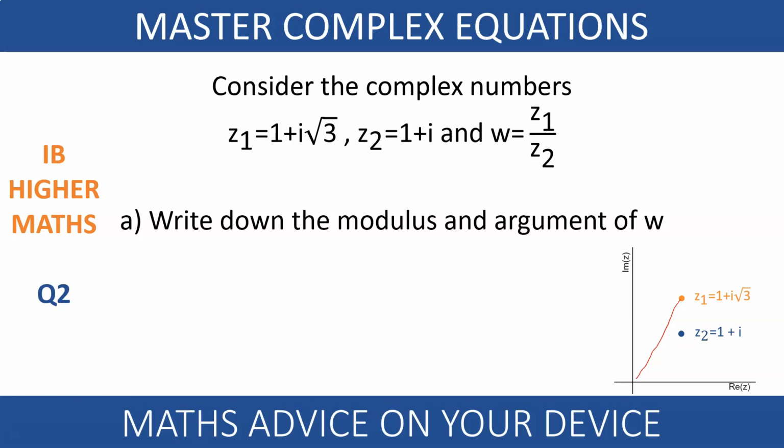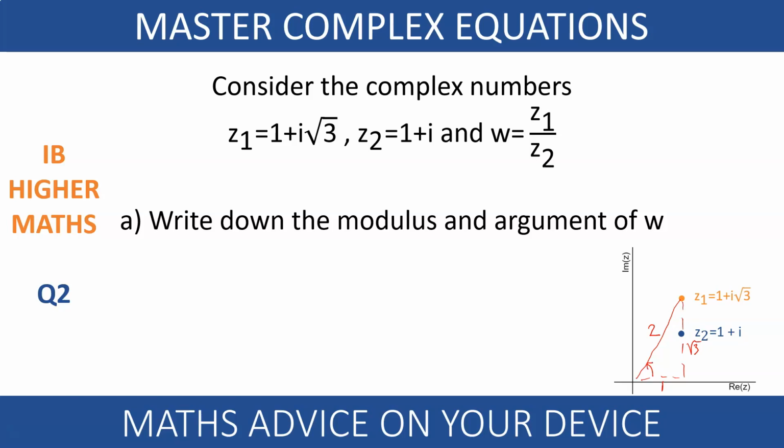For that, we draw the complex number and we calculate the modulus and the argument. The modulus, remember, is the distance from the origin and is found using Pythagoras. Yes, the square root of 1 squared plus square root of 3 squared equals 2. Check it out with your calculator. The argument is the angle in anti-clockwise direction from the positive x-axis.